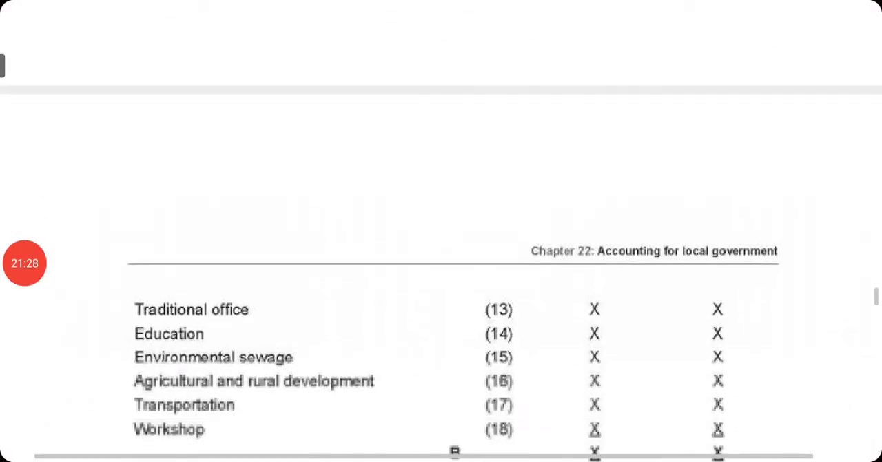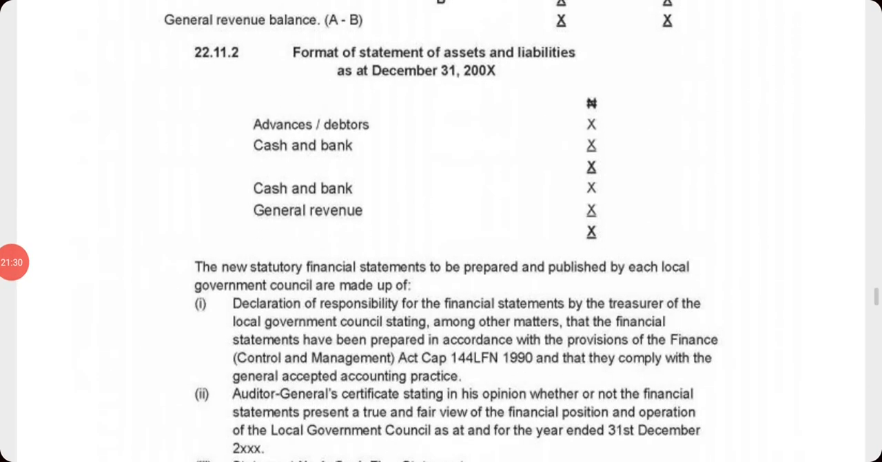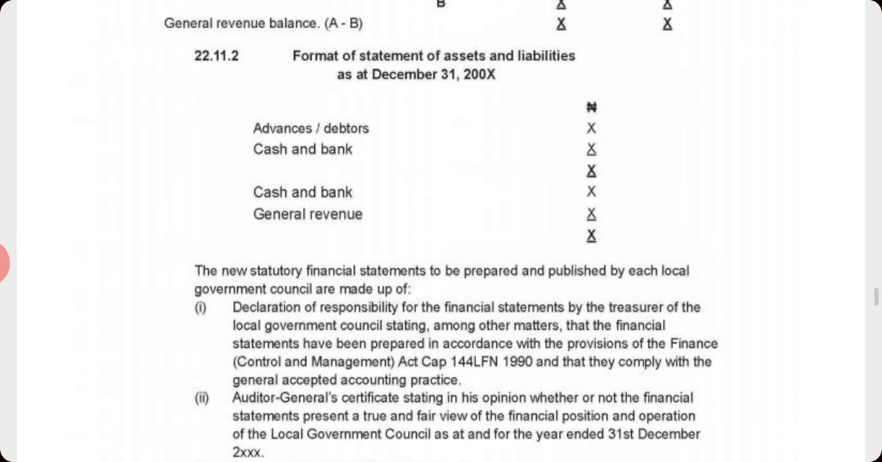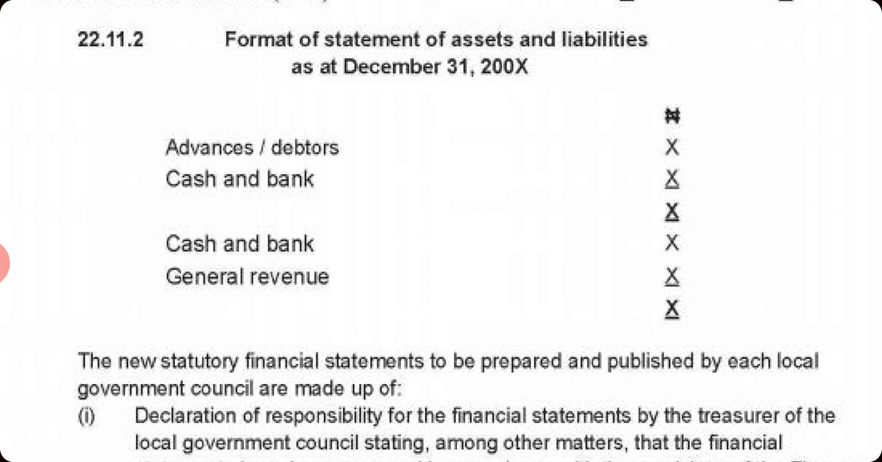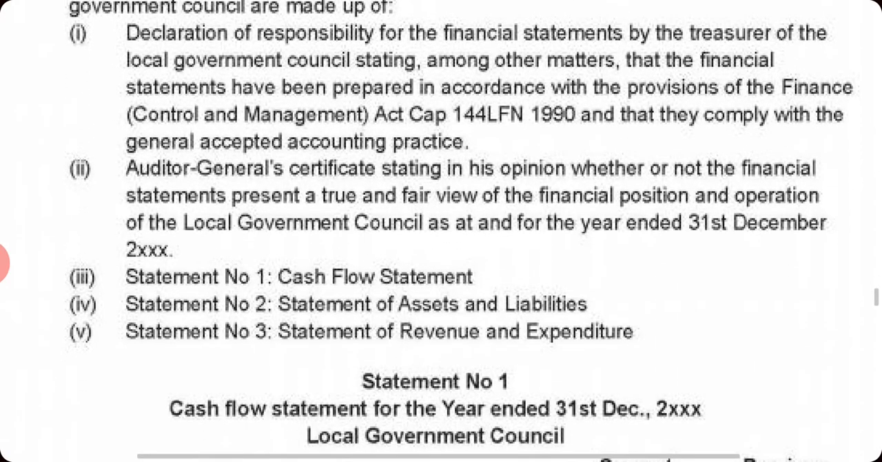Good. So be that as it may, we'll move on to the next item. We'll look at the statement of assets and liabilities. Now, when we look at the statement of assets and liabilities, under the assets we have advances and debtors, we have cash and bank. Under liabilities, we have bank overdrafts and general revenue. I will explain this in detail when we take a question. So do not mind much about this. That is that about that.